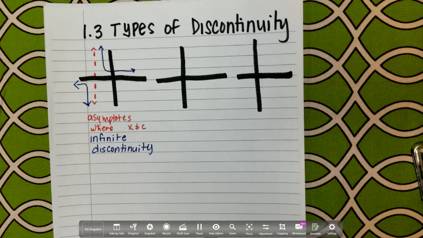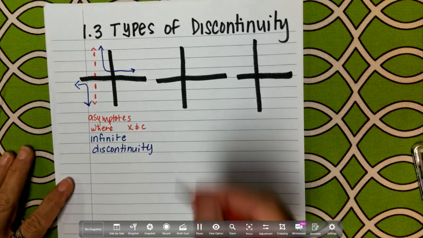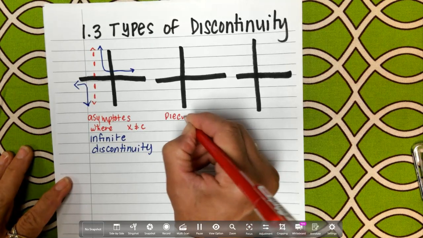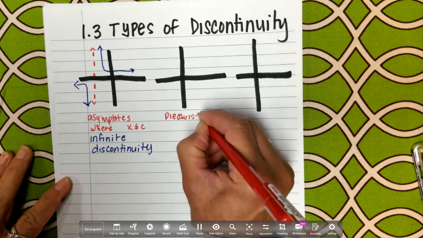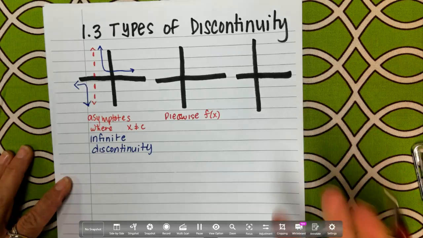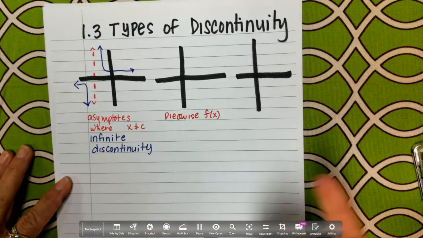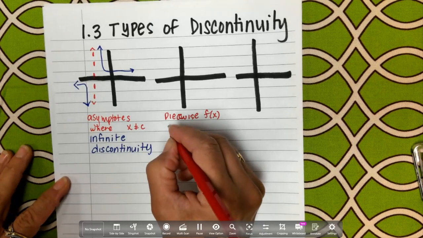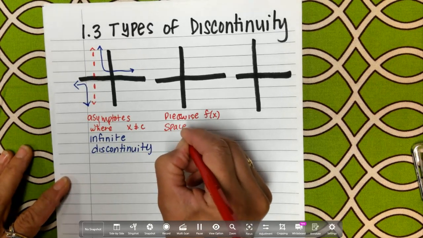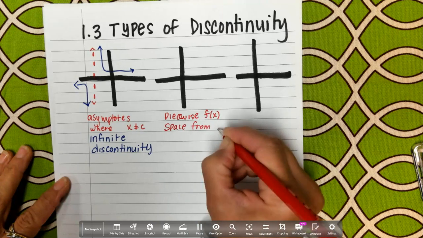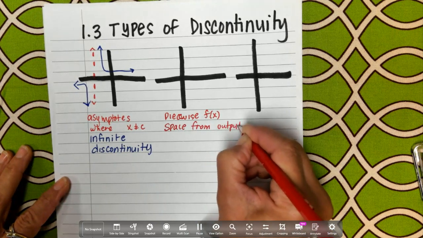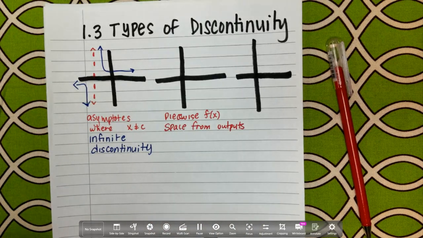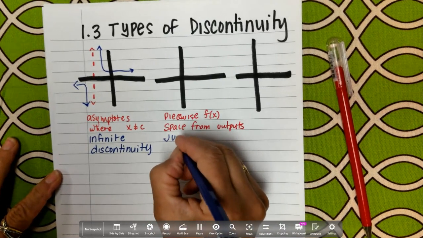The next thing that we have, you've kind of seen a little bit. It's from usually a piecewise function. And it is going to be considered a function. It's just going to have a jump. And that is going to be created by space from outputs. And this is going to be called a jump discontinuity.